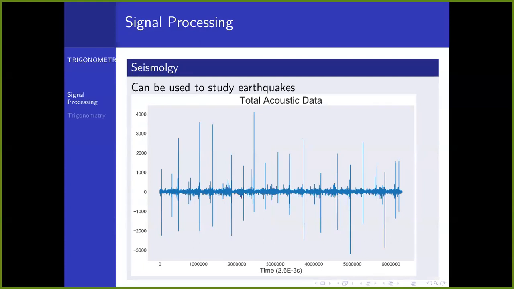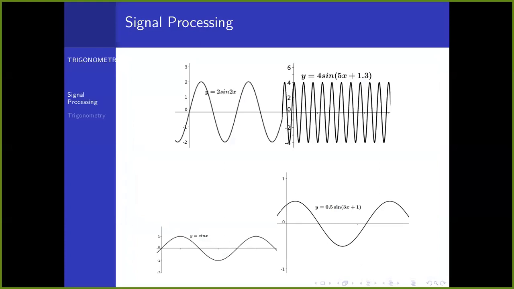Another area is seismology. This is a signal from an earthquake. All this can be analyzed using trigonometry or some parts of trigonometry. You'll also notice again that this curve is not as smooth as the ones you would normally see in your trigonometry. And we are about to see the reason for that. So that will be the next step.